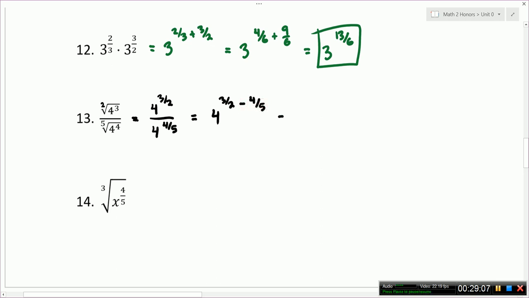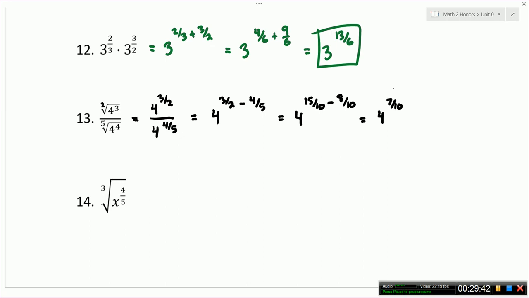We need a common denominator just like we did in number 12, which will be 10. So multiply the 3 over 2, the 3 and the 2 by 5 and get 15 over 10. And multiply the 4 and the 5 by 2 and get 8 over 10. We can subtract the 15 and 8 to get 7 over 10. And that's an acceptable answer, and if it's a multiple choice question, that may be the answer you're looking for.